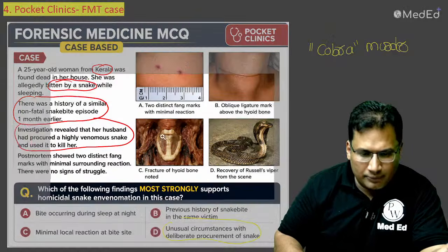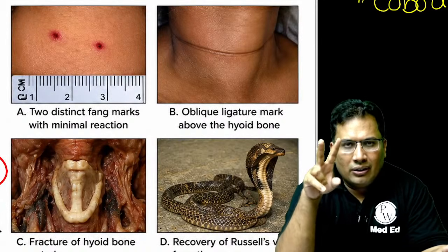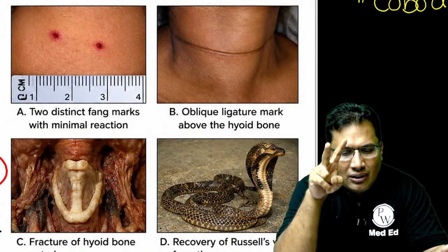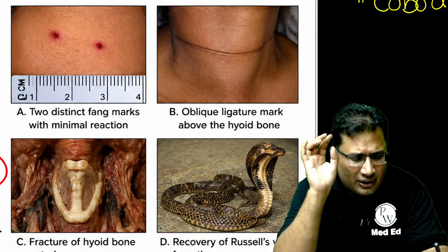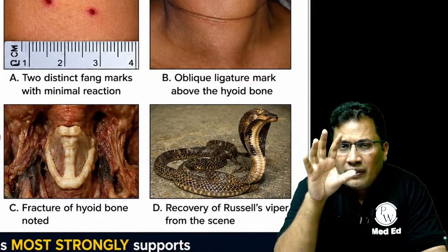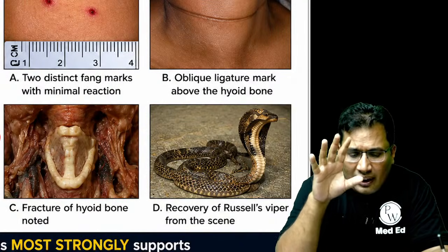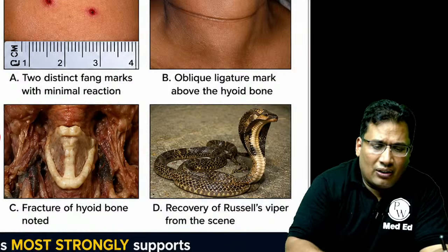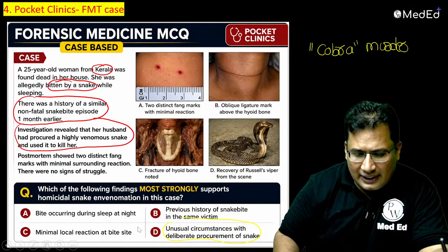You can make out the 4 important findings here. Fang mark is there. Oblique ligature mark is a feature of strangulation, you don't worry. Fracture of head bone is common in case of hanging or in case of strangulation. And recovery of Russell viper and the common cobra. So the answer is basically D.